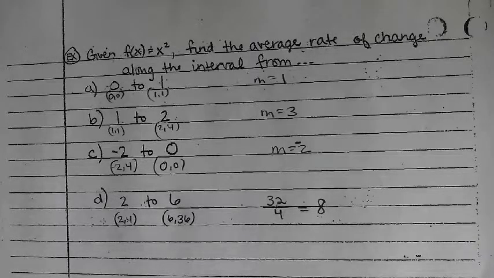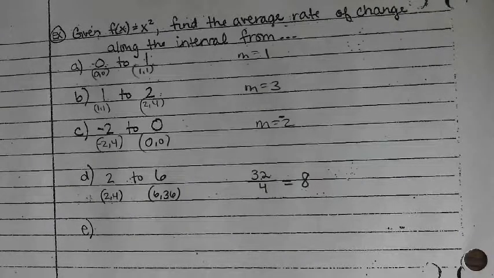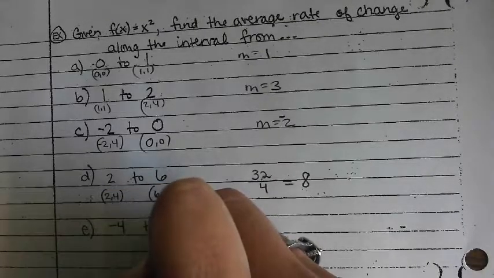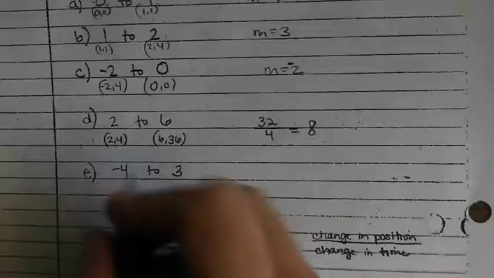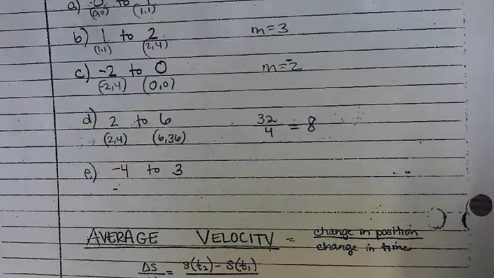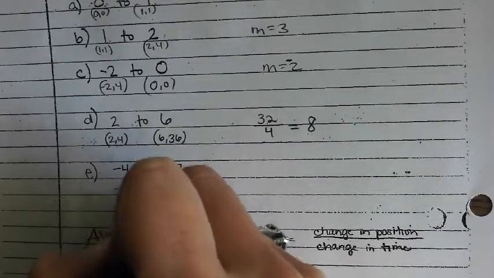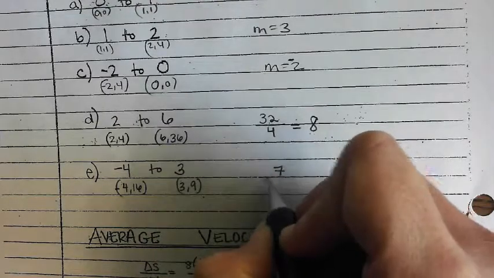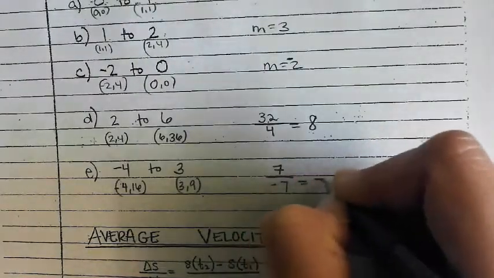Huh. I'm still suspicious. This is going to be fascinating for me. What if I do a negative 4 to positive 3? If this one works, I'm sold. By your logic this should be negative 1. Oh God, I think it might be. It's definitely negative. Negative 4, 16. 3, 9. 16 minus 9 is 7 over negative 4 minus 3, negative 7, negative 1.